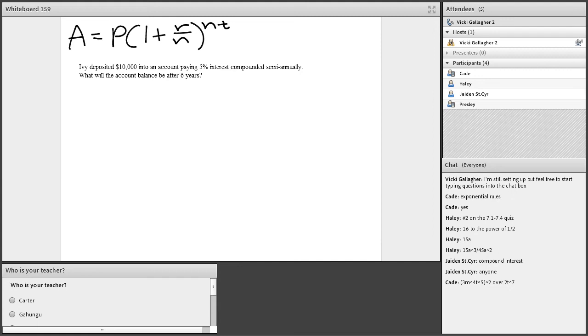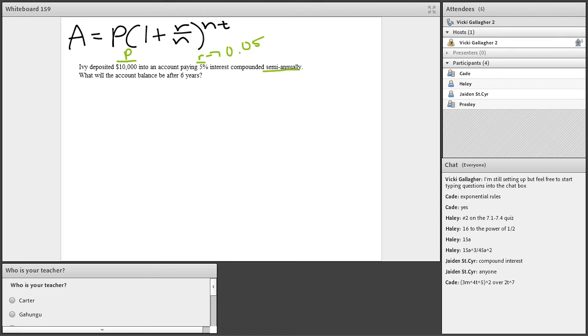And so the $10,000, that's the letter P. P is how much you're starting with. And then the 5% interest, that's your R, that's your interest rate. And you have to change that to a decimal. So we're not going to use the number 5, we're going to use the number 0.05. You can change it into a decimal if you just divide it by 100 on your calculator.